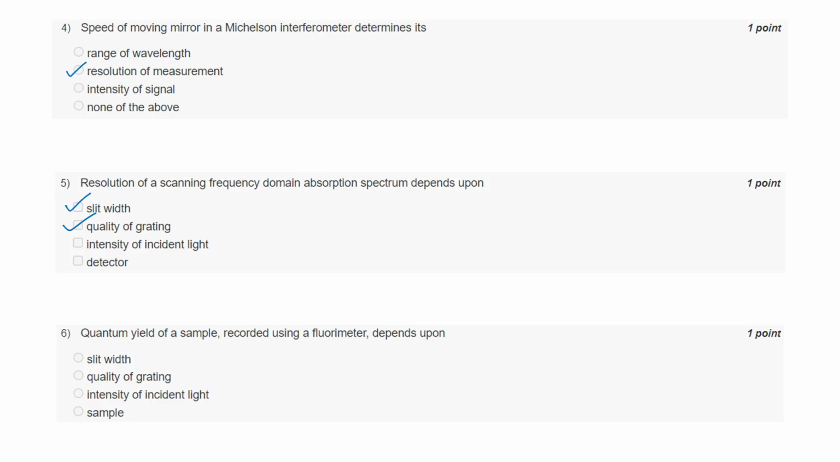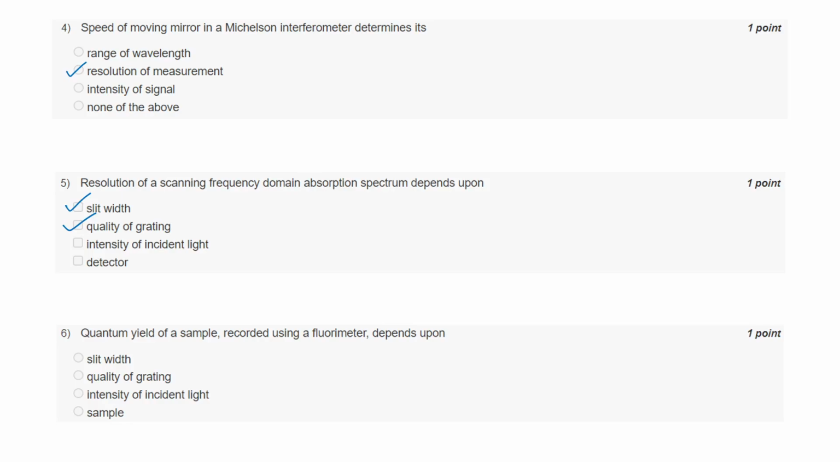That also contributes to the resolution. If your signal to noise ratio is good, then your signal will look good. If the question was about what you require to get a very good looking spectra, a good looking signal, then the intensity of incident light would depend on the signal to noise ratio, and that came into the picture.